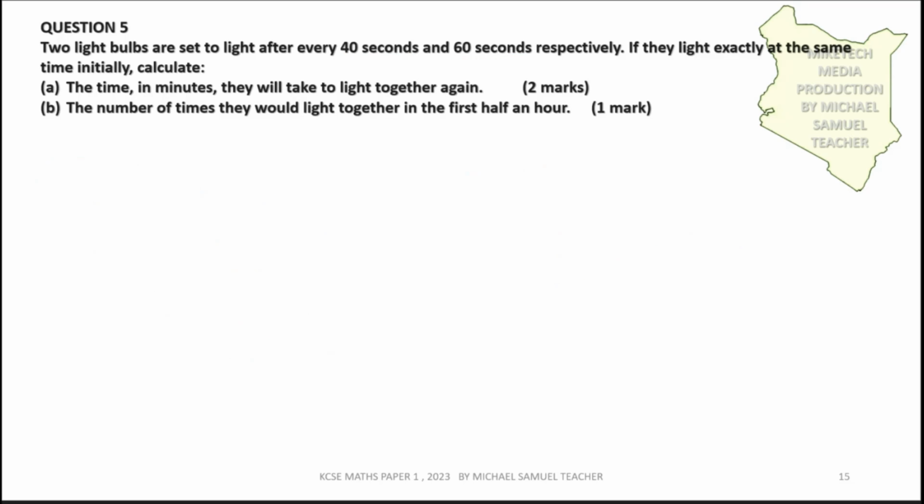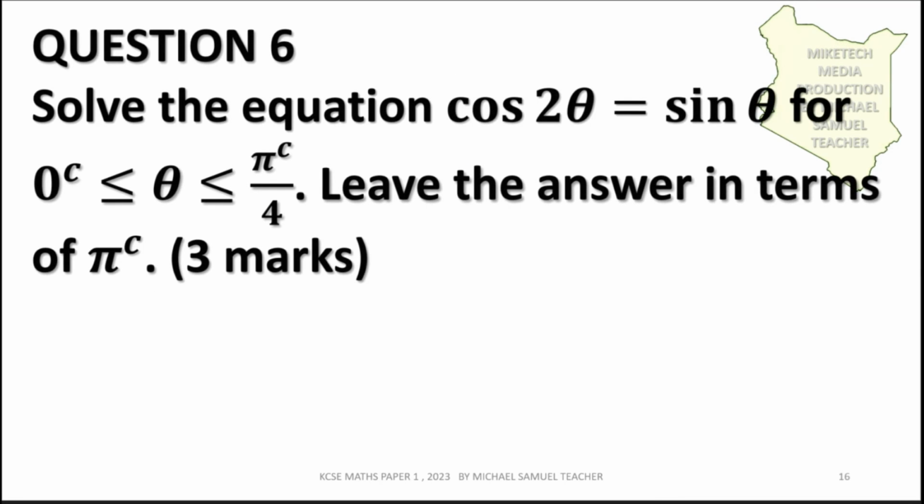We move on to question number 6. Solve the equation cosine 2 theta is equal to sine theta for 0 radians is less or equal to theta is less or equal to pi over 4 radians, and we leave the answer in terms of pi radians.